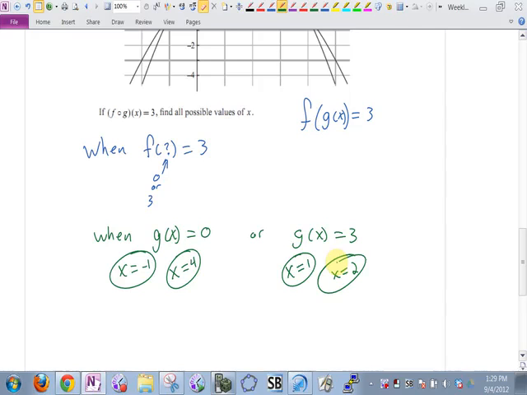If you were to plug any of those 4 numbers into the composite, f composed g, the composite will output 3. If you were to look at the composite in detail, plugging these two numbers in cause g to output 0, so then when that 0 goes into f, f outputs 3. Plugging either 1 or 2 into g makes it output 3. When the 3 immediately goes into f, it makes f output 3. Does that make sense? It's a good problem, isn't it? It really makes you think.